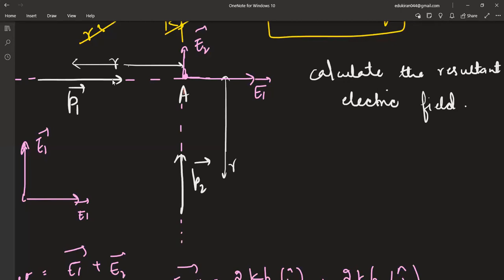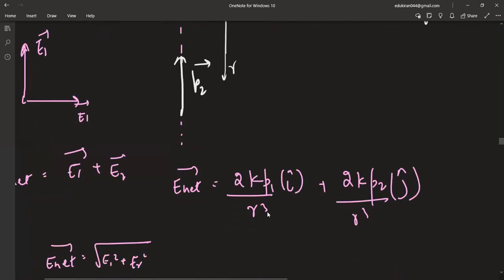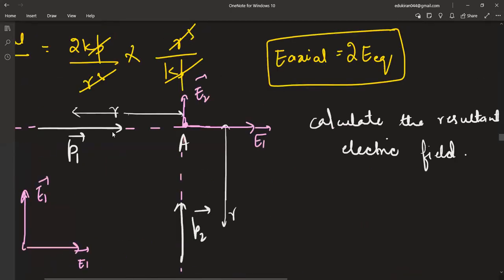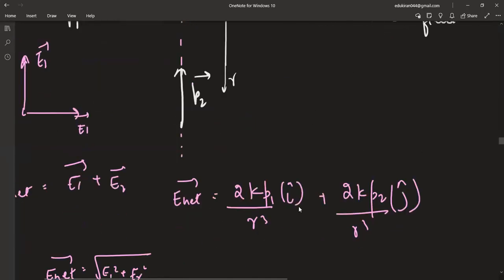Okay. Point is lying on its axis. So this is axial point. Yes. So what would be E1? 2kp1 by r cube. Till here, do you agree? Yeah. Direction is same as that of dipole in axial case. So if this is pointing towards x-axis, this will also be pointing towards x-axis. This is what we have studied regarding axial point. So that's why we have written i cap over here. So 2kp1 by r cube i cap.